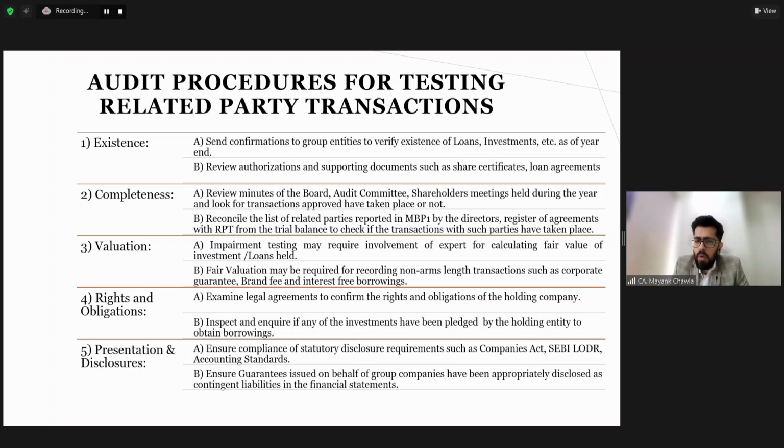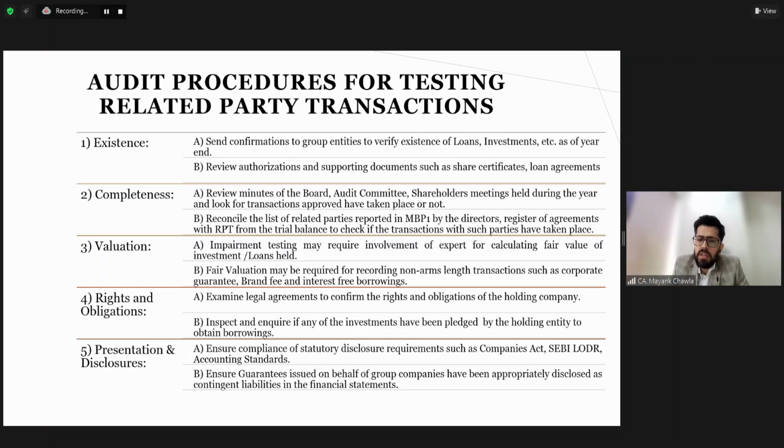Valuation, as we have already discussed, there may be impairment indicators, and the balances may not be recoverable, which has to be estimated on the basis of the progress of the project being managed by the particular SPV. And fair valuation may also be required for certain non-arm's length transactions such as corporate guarantee, the brand fee, and the interest-free borrowings which are given. So fair valuation may be required in these cases.